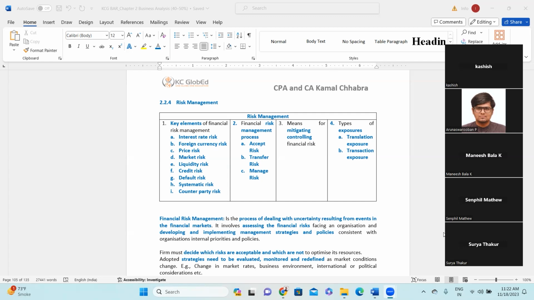So an increase or decrease in interest rate, how much will it impact your cash flow? That is called interest rate risk, right? For example, if you have any borrowings at a fluctuating rate, the outflow of your cash will keep on moving based on changes in the repo rate or LIBOR rates, right? So that results in interest rate risk. Make sense?